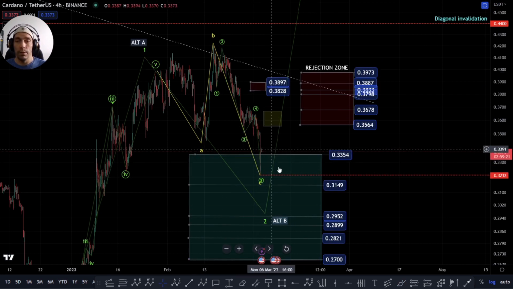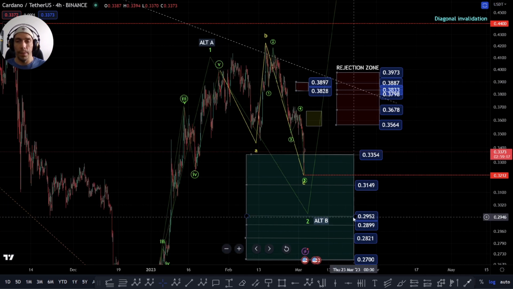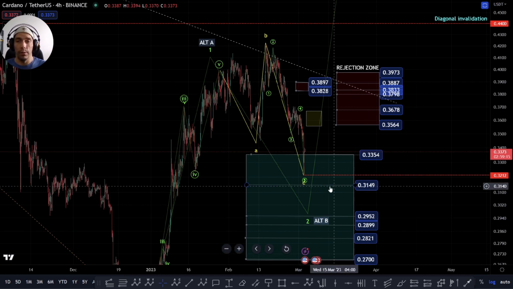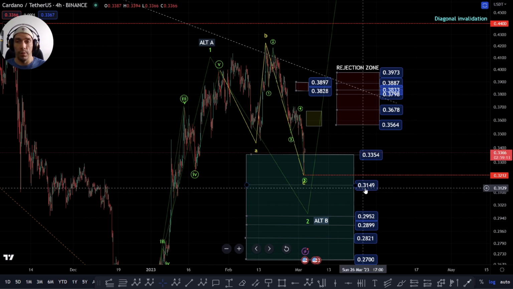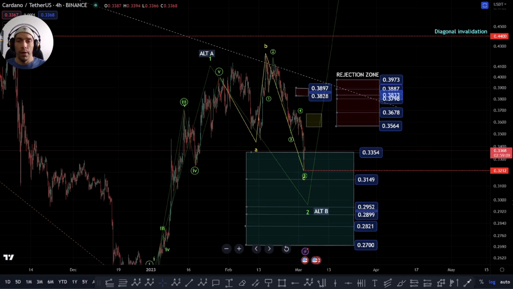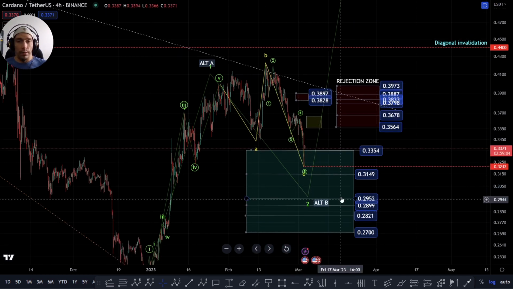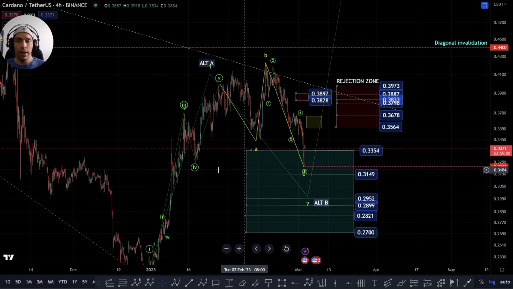Alternatively, we could still have a fifth wave down here, which could bring us a bit lower towards this 618 area or this 50% area. The higher range would be this 3149. But a move down towards this zone would give us better confidence.